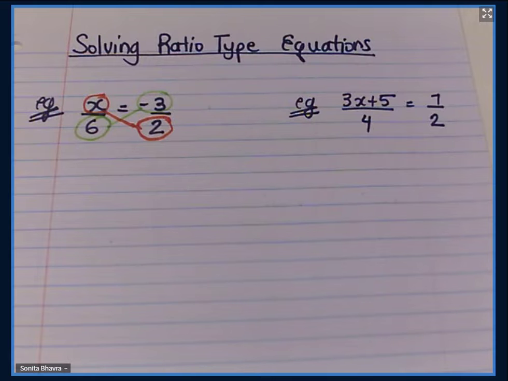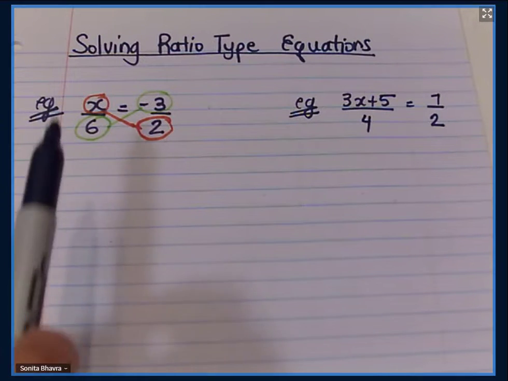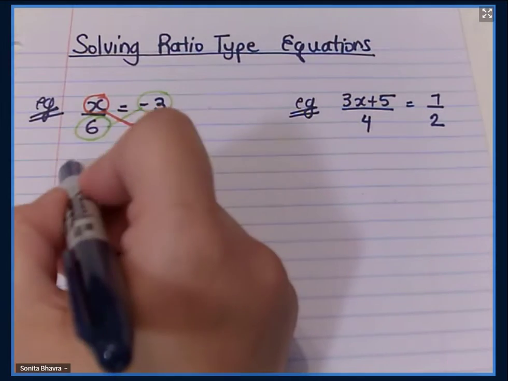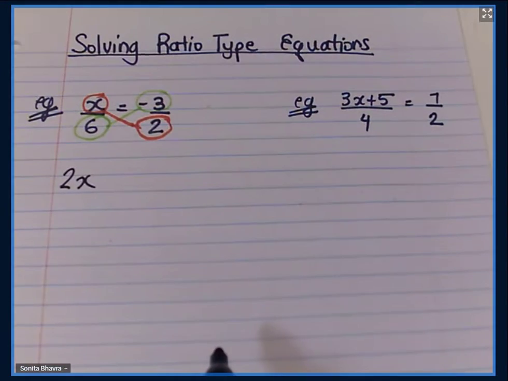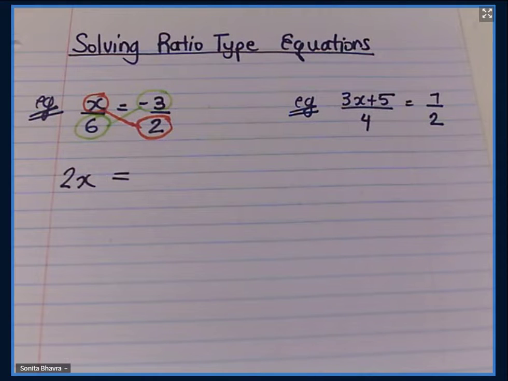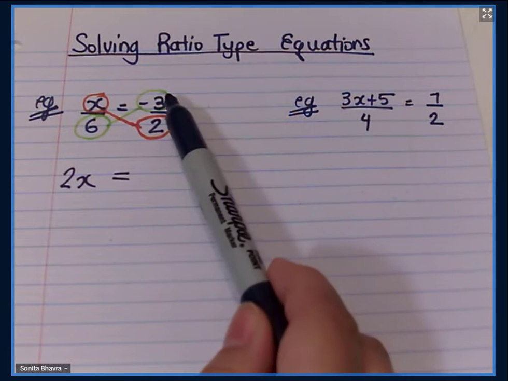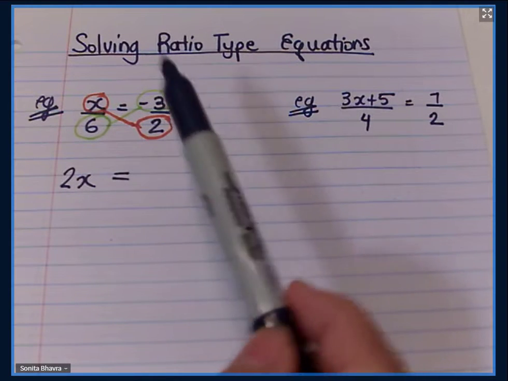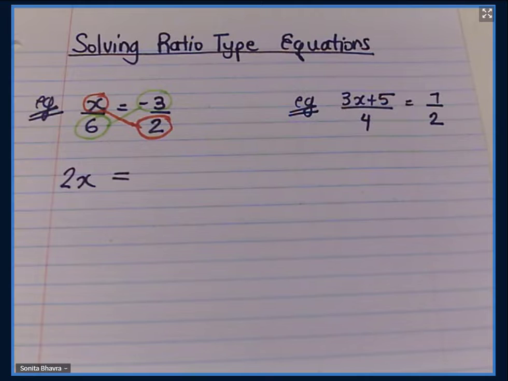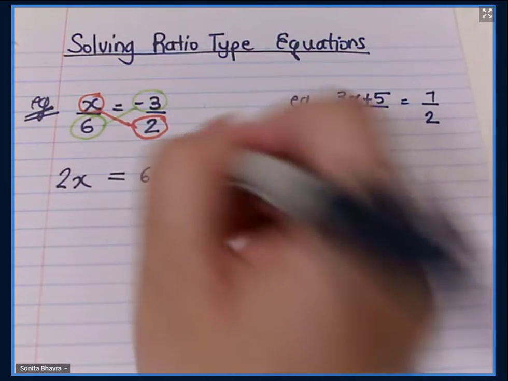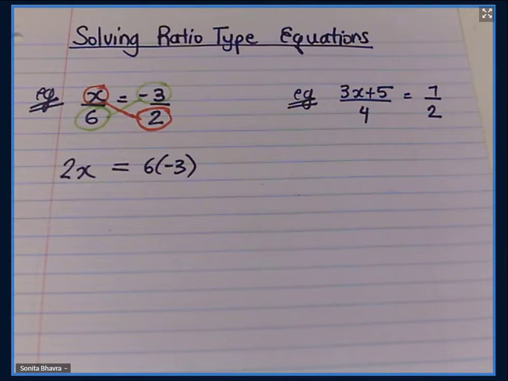So let's do that. We're taking x times 2 and putting it on the left side of the equation. x times 2, or 2 times x, is just 2x, and I'm putting that on the left-hand side. Then I take my top right and multiply it with my bottom left: 6 times -3. I'm showing that I've taken that and multiplied it together.